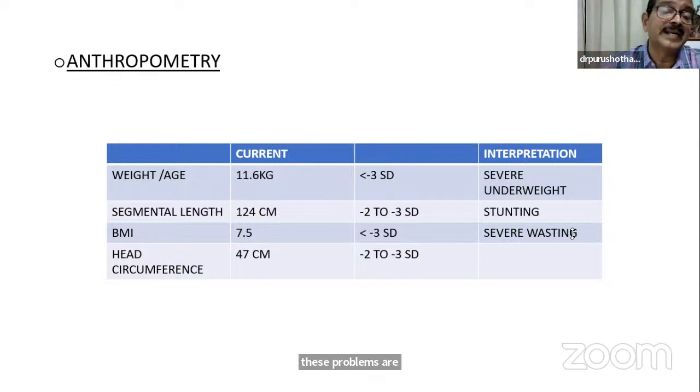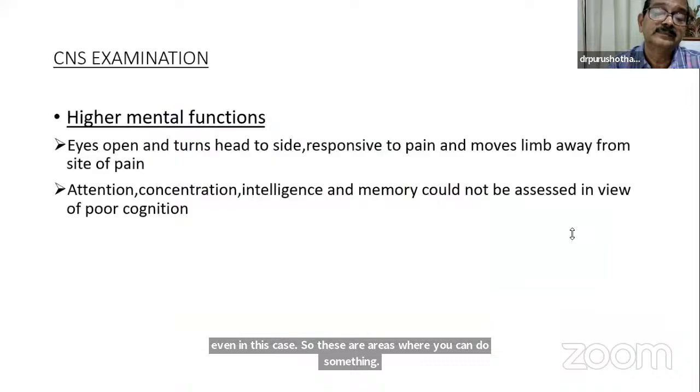In a neuro regression also you can do. In a very bad situation of the static disorder also you can do. You can't decide that nothing can be possible because the child is precious for the parent. So don't say that I can't do anything. We can address these things. So that should be a positive attitude, even in this case. So these are areas where you can do something. Okay.